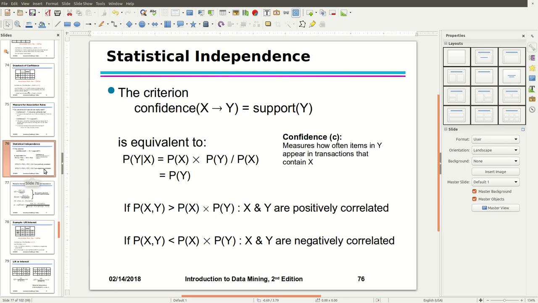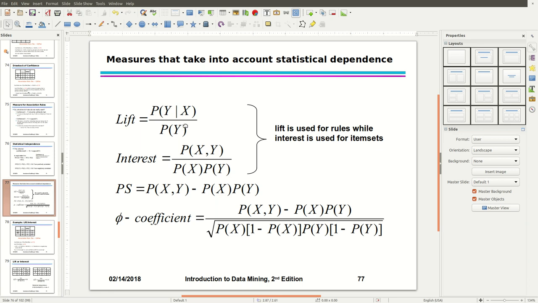So when we have statistical independence, we have this equivalent relationship. If these were equivalent, then probability of Y given X is going to be rewritten as probability of Y times probability of X divided by probability of X. Then we have probability of Y as well here, so this will become 1. So if it is independent, then the lift is 1. So this is something to keep in mind.